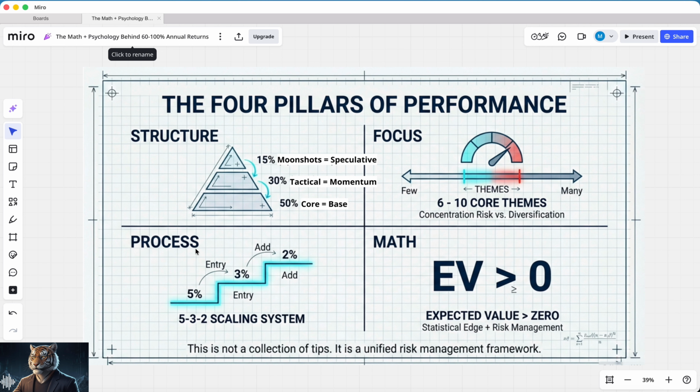We're also going to talk about the process of scaling into the positions, the sizing, and the way of controlling the risk, minimizing the losers, and then obviously letting the winners run. And lastly, we're going to explain the expected value math behind those numbers, the statistical edge, and how the risk is managed. Let's keep moving.